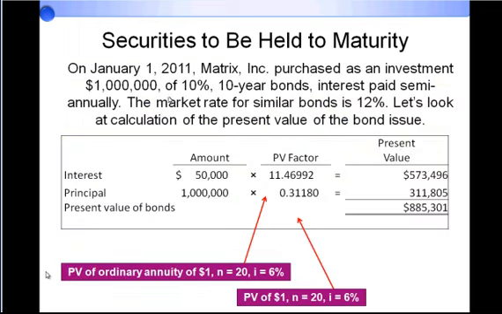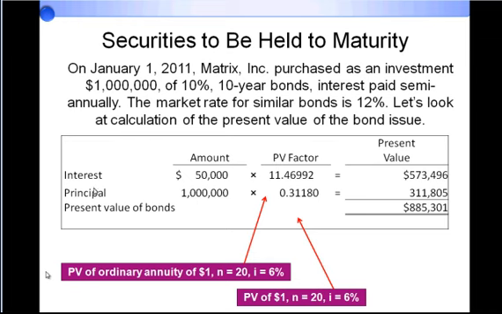So here we have a situation, and again, this gets back to bond pricing. On January 1st, 2011, Matrix Incorporated purchased as an investment $1 million of 10% 10-year bonds where the interest is paid semi-annually. The market rate for similar bonds is 12%. So we know we're going to have to issue this at a discount. The company that's issuing this is only paying 10%, where we can actually get bonds on the open market right now for 12%, 2% higher.